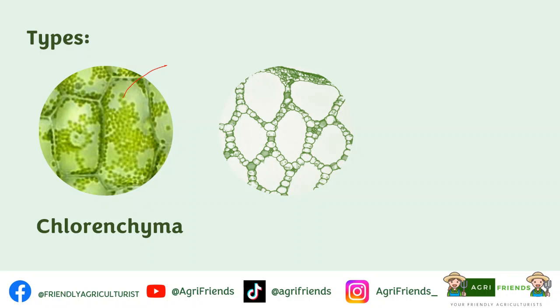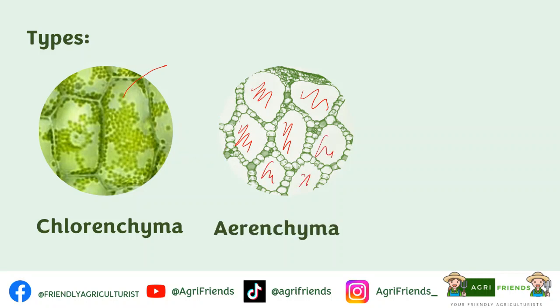The next one is parenchyma cells with air spaces or air cavities, and these are the air cavities. These are called aerenchyma cells, and these are important for buoyancy and aeration. So, aerenchyma cells can be found in the roots and stems of flooded crops such as rice.